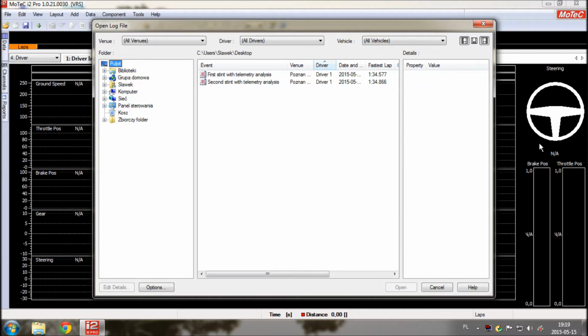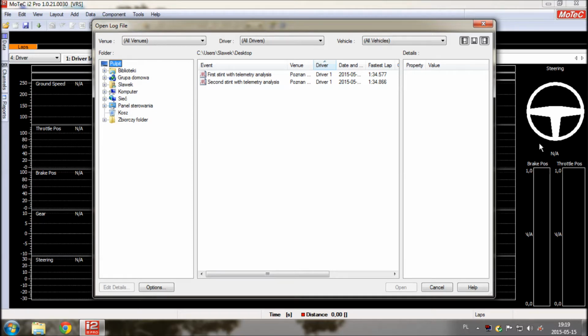So it's much better than analyzing a person who doesn't have such a cockpit and can't feel the forces, both longitudinal and lateral forces.